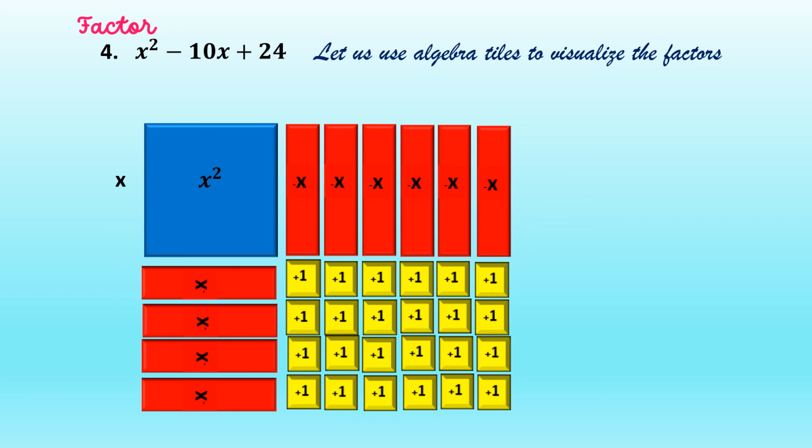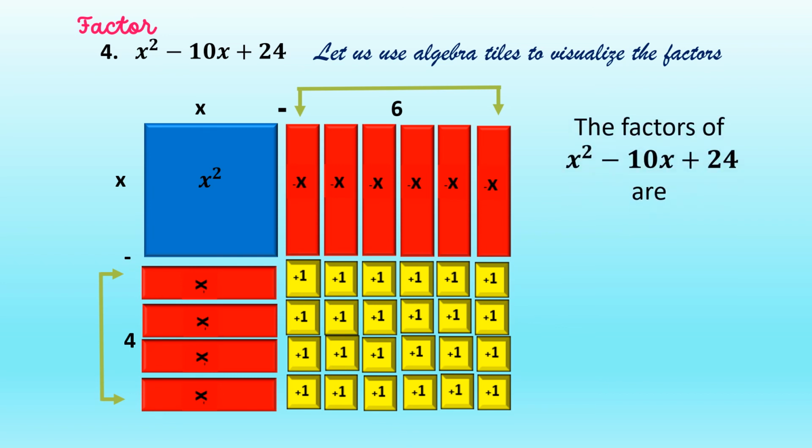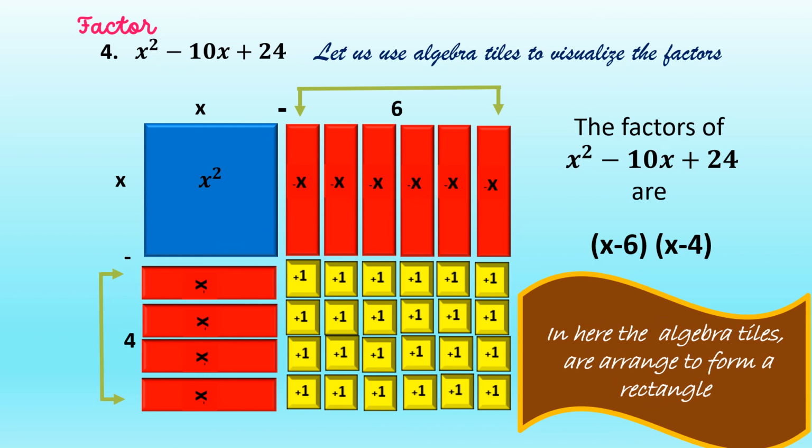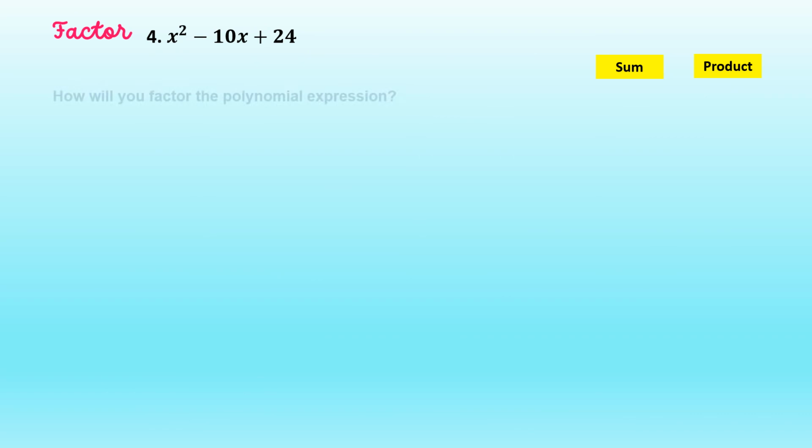So we have there x, and then we have 4 x tiles, so minus 4. Then on top, we have another x and minus 6 red tiles, or minus 6. So the factors of x squared minus 10x plus 24 are quantity x minus 6 times quantity x minus 4. In here, the algebra tiles are arranged to form a rectangle. Let us factor x squared minus 10x plus 24.